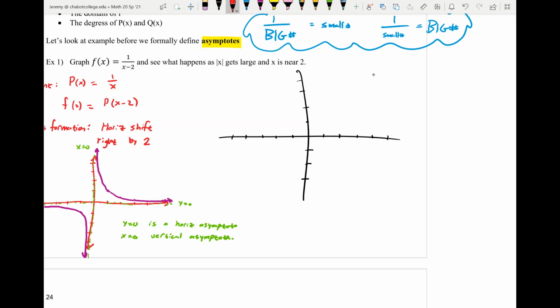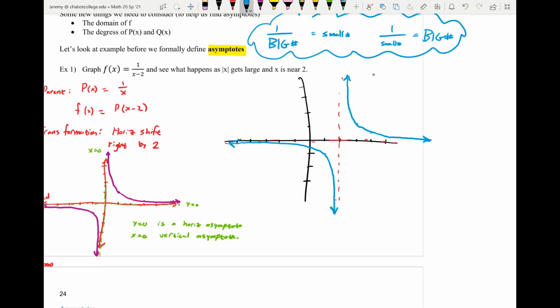So now my vertical asymptote is going to be at the line x equals 2. And my horizontal asymptote isn't going to change. It's still going to be at the line y equals 0. So I'm just shifting each of my ordered pairs to the right by a couple units. And here is what my graph looks like. Great, so there's the graph of f.